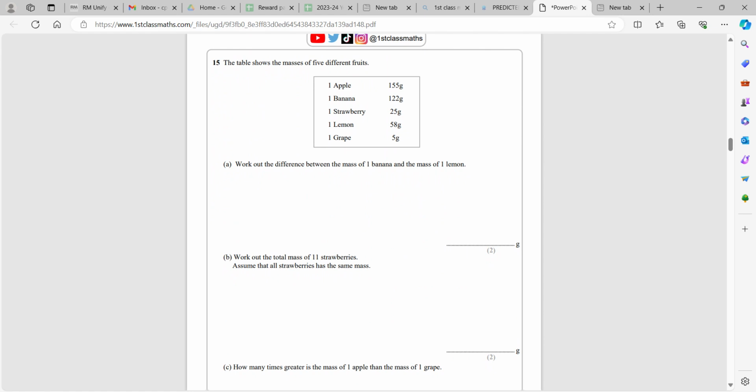The table shows the masses of 5 different fruits. Work out the difference between the mass of 1 banana and the mass of 1 lemon. So what we need to be seen to be doing here is to have our 122, and we need to be taking away 58. It's really important that you've got that here, because what it's asking you is if you know what difference means, and you know the difference is the gap between the two numbers. So we do 58, take that from 122, so 2 would give us 60, then 62, so 64.